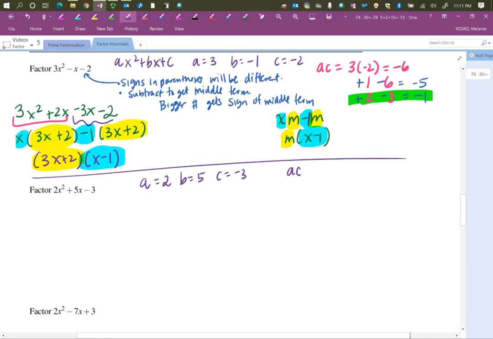We're going to find the AC product. So 2 times -3, we get -6. Didn't we get -6 earlier? We did. So we already know the factors, 1 and 6, 2 and 3.